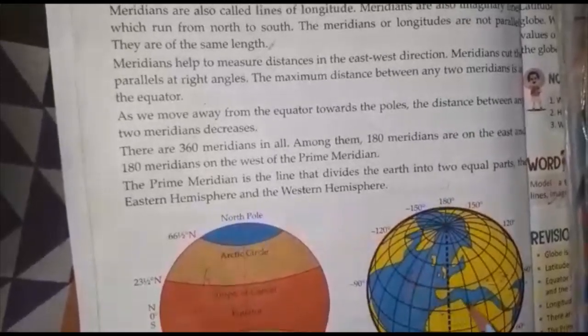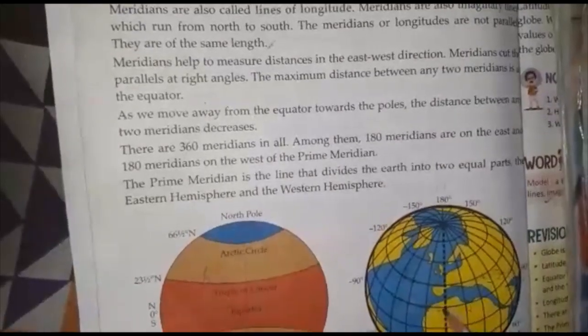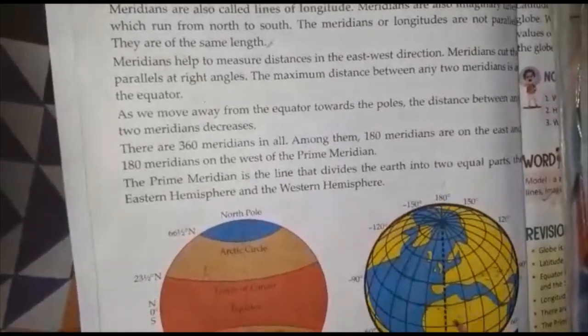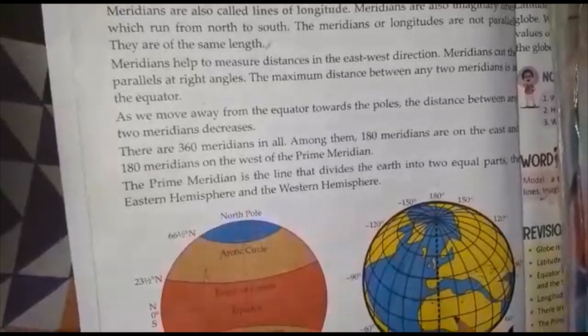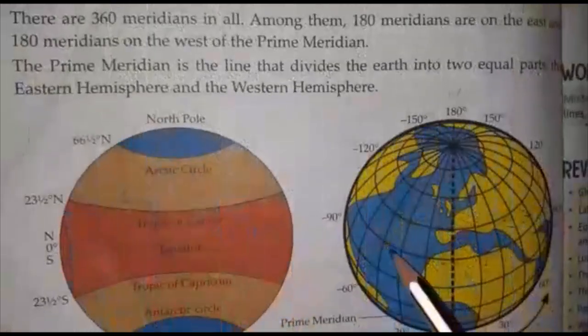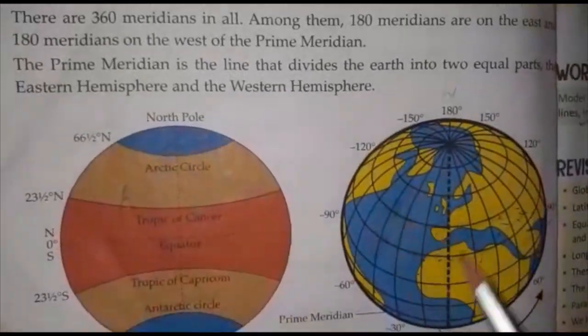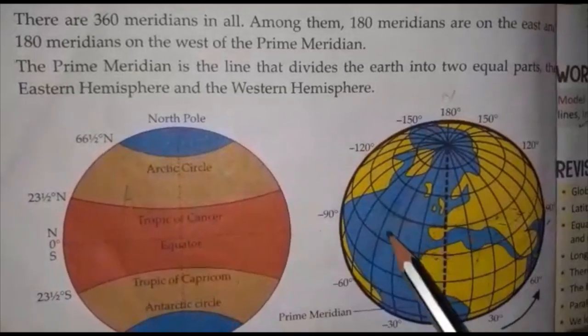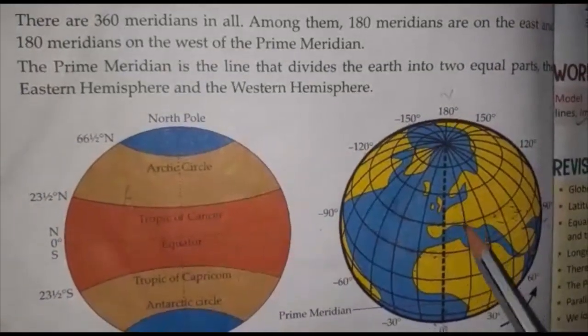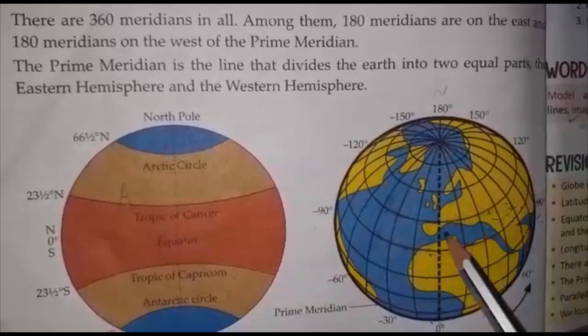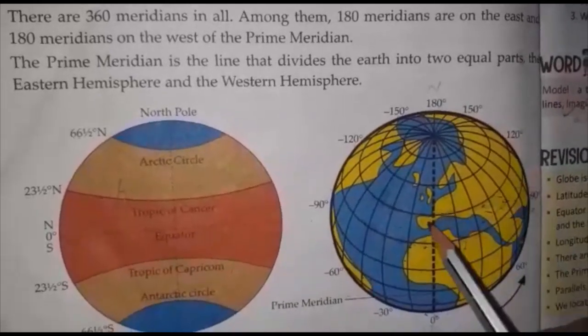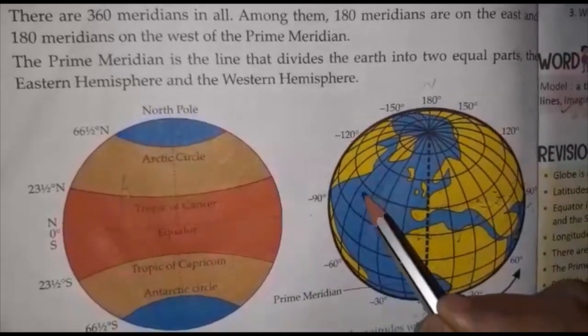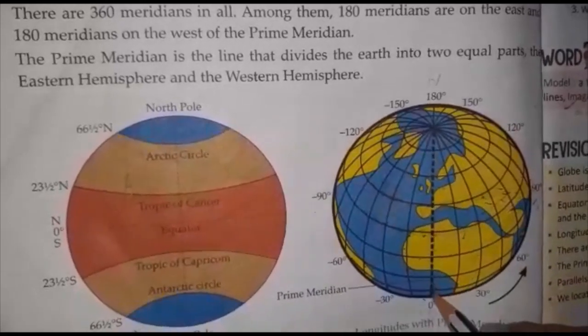The maximum distance between any two meridians is at the equator. There are 360 meridians in all. Among them, 180 meridians are on the east and 180 meridians on the west of the prime meridian.